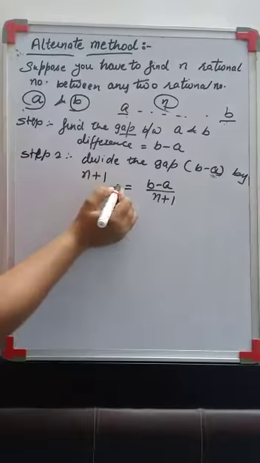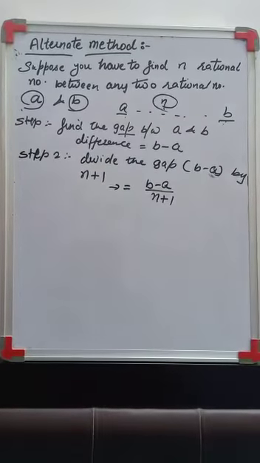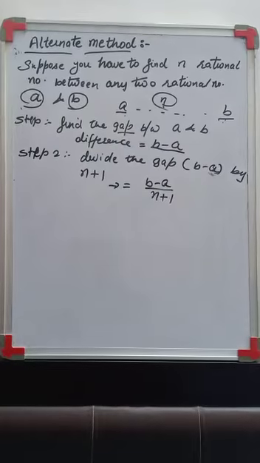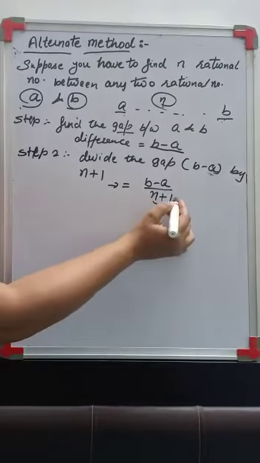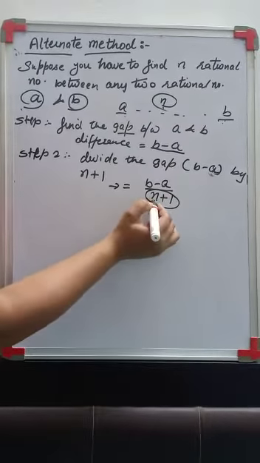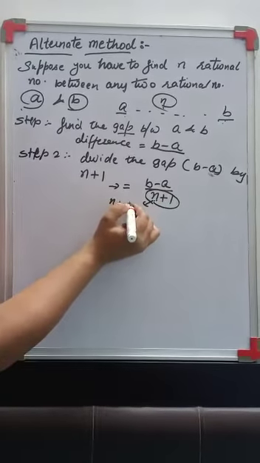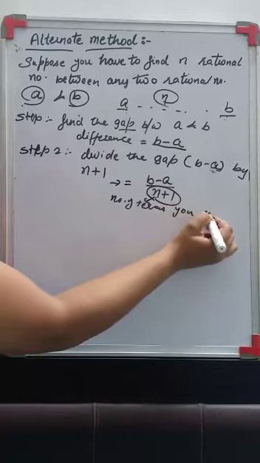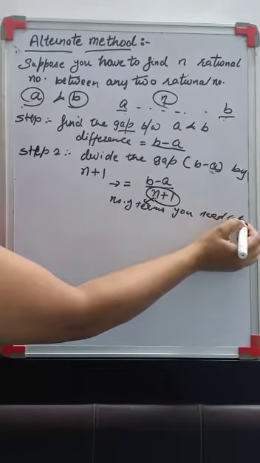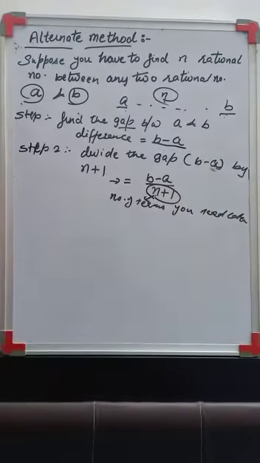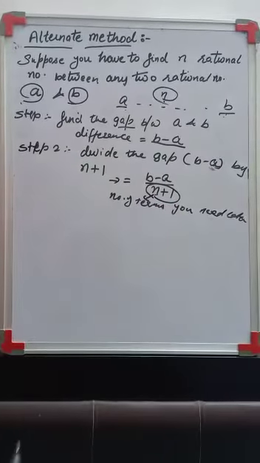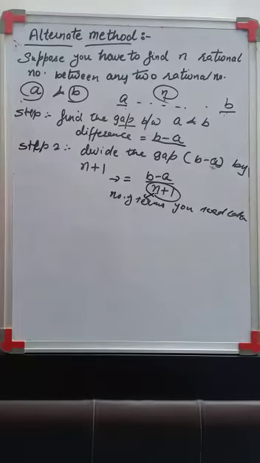Clear, beta? What I have done: first I calculated the difference of both the numbers, then I divided it by n plus 1, where n is the number of terms you need to calculate, right? So if I want to calculate 7, you need to divide by 7 plus 1, 8. If I want to calculate 6, then 6 plus 1, 7, right?